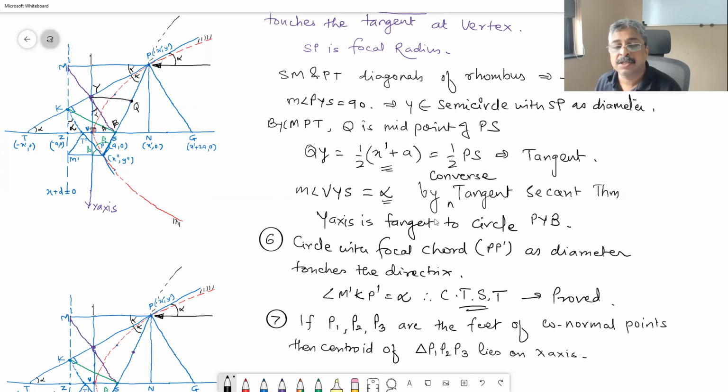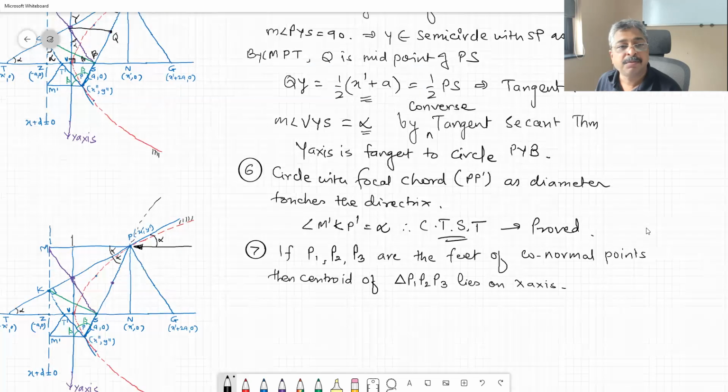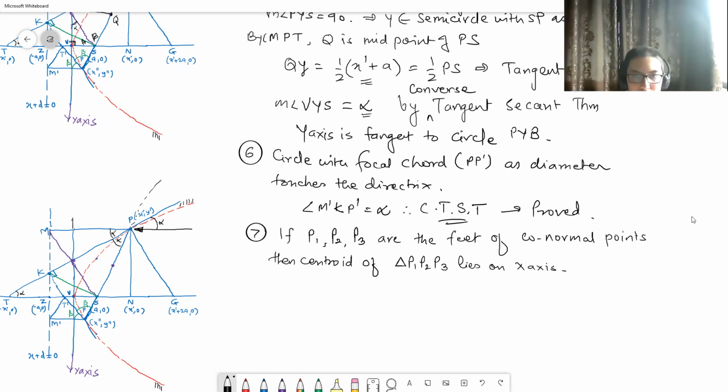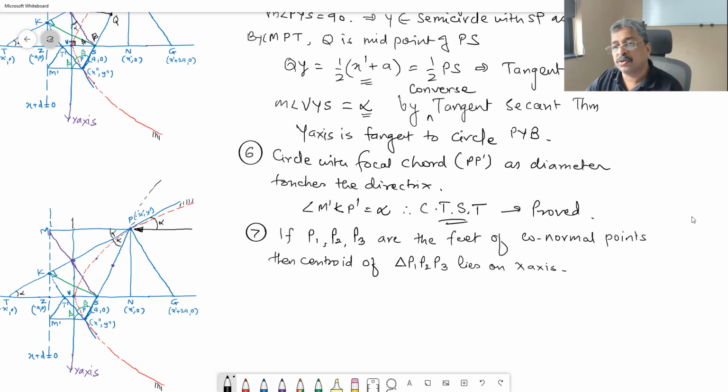Now again, this is done earlier. If you remember, we have discussed it yesterday. But shall I give you time? No. Sum of the slopes is equal to 0. So centroid is going to be on x-axis. Still think about it. We will go to next property in a moment.